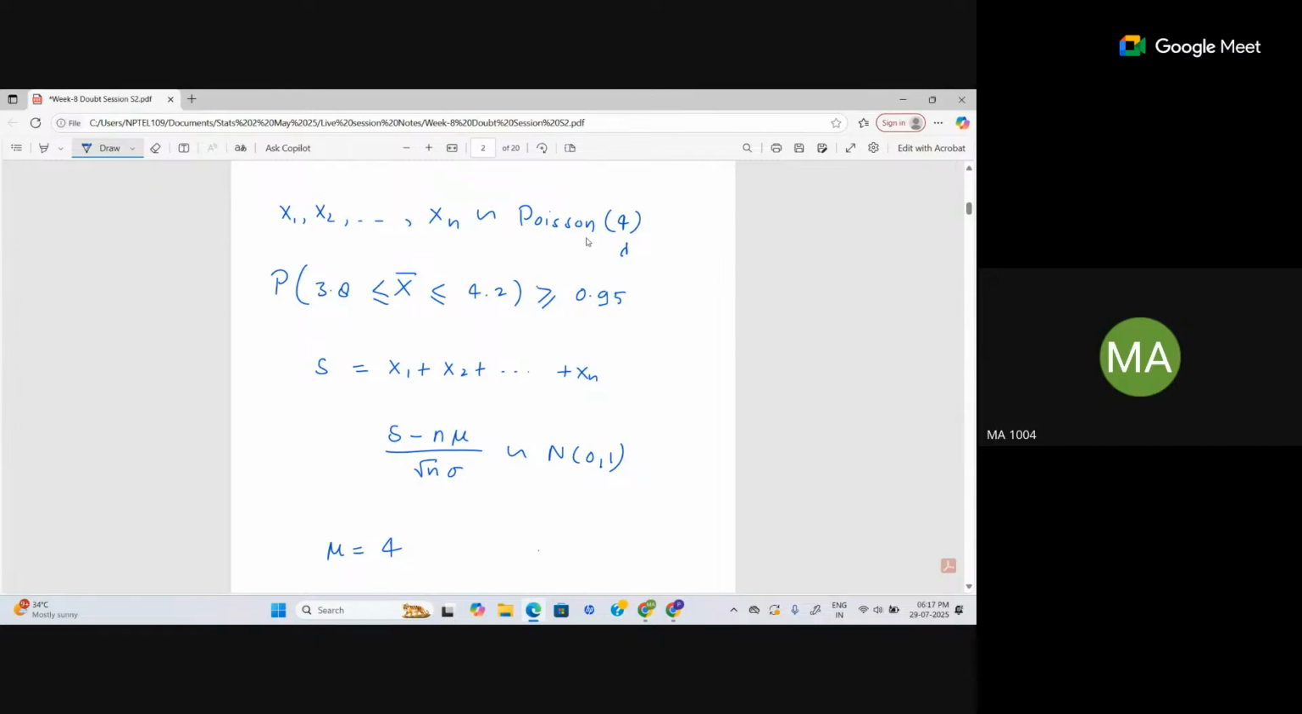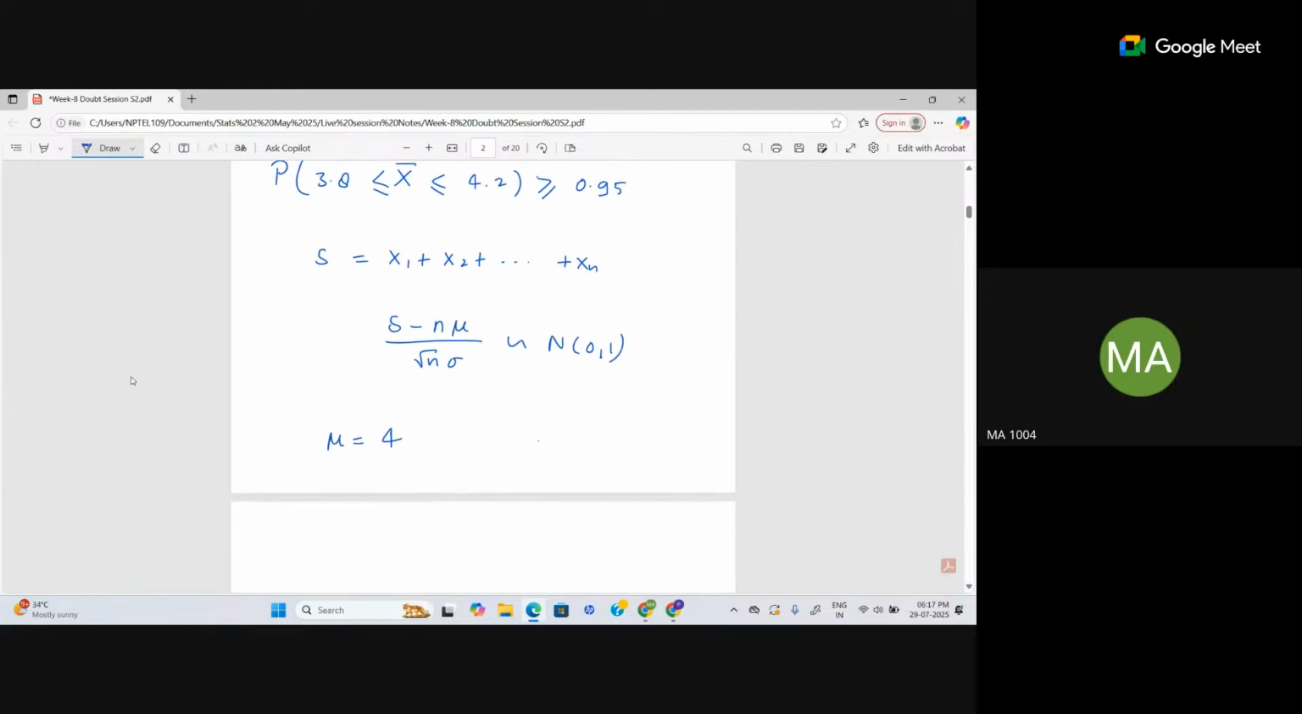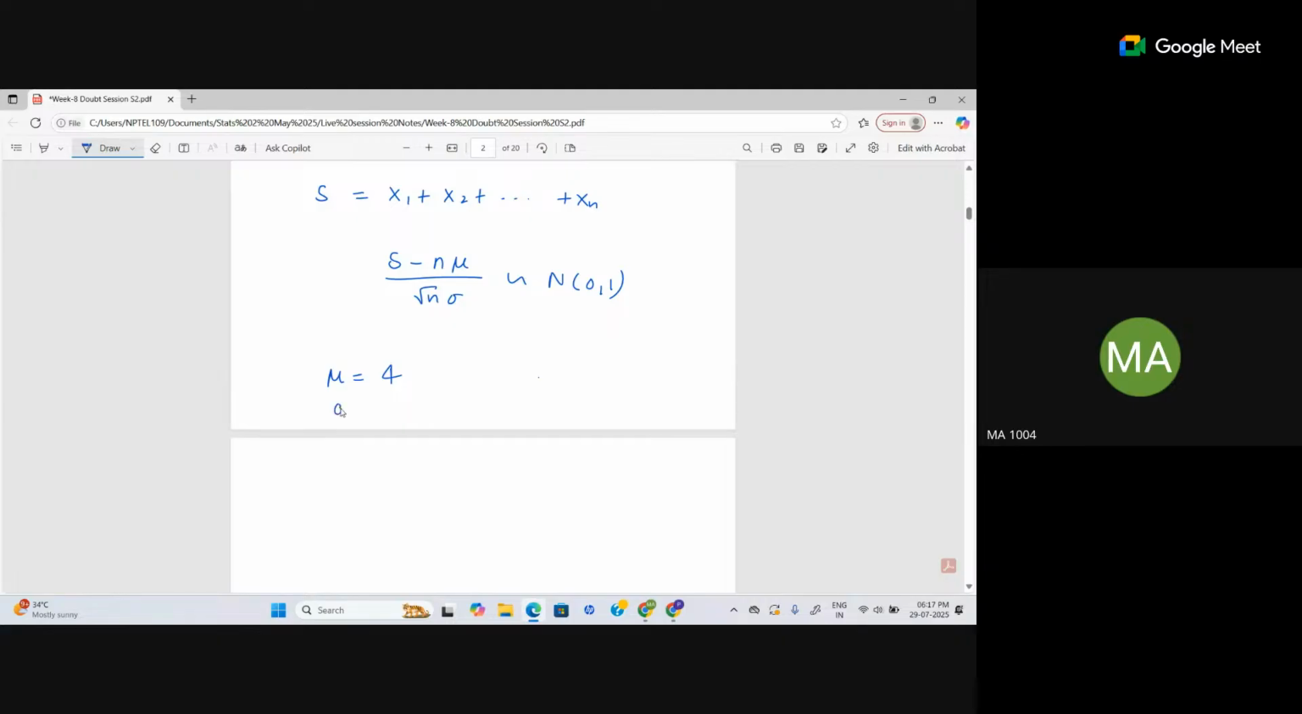And what is the mean for a Poisson distribution with parameter lambda? Yeah, I'm asking what will be the mean. If you have a Poisson lambda distribution, the mean is lambda, and the variance is also lambda. Okay, so mu will be 4, and sigma square will also be 4, which implies that sigma will be 2.